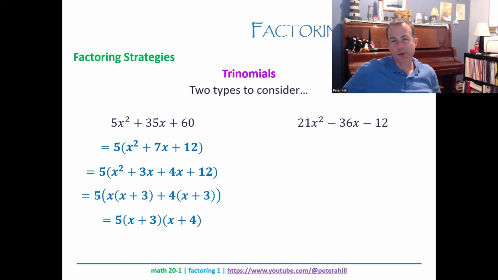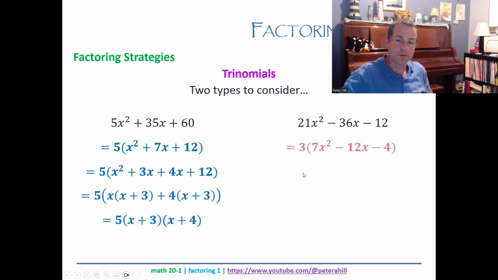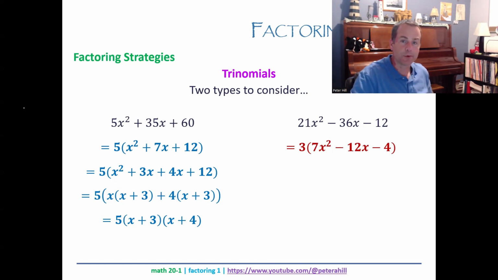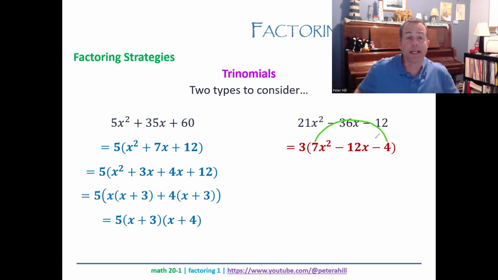Next one. 21x squared minus 36x minus 12. Again, first question I want to ask myself is, do I have a greatest common factor? I do. All of these are divisible by 3. So I'm going to take the 3 out first. That's going to leave me with 7x squared minus 12x minus 4. Now, remember that we have to multiply these together. So I'm looking for two numbers that multiply together to give me -28 and add together to give me -12. What's that? -14 and 2.